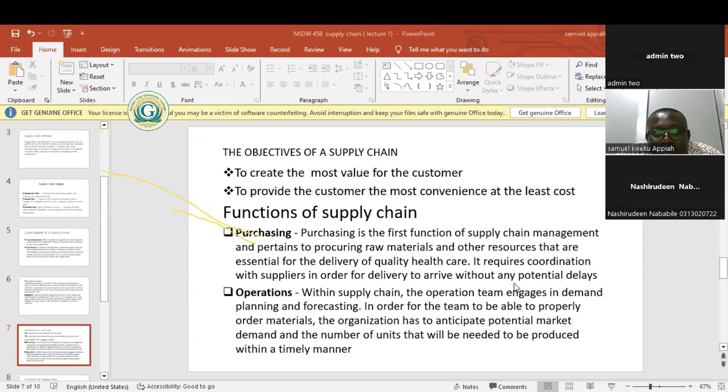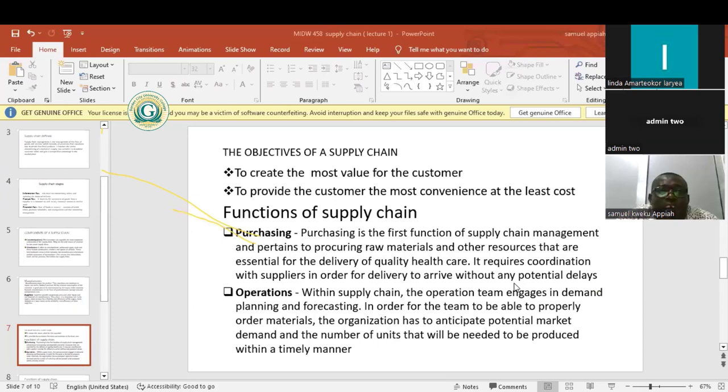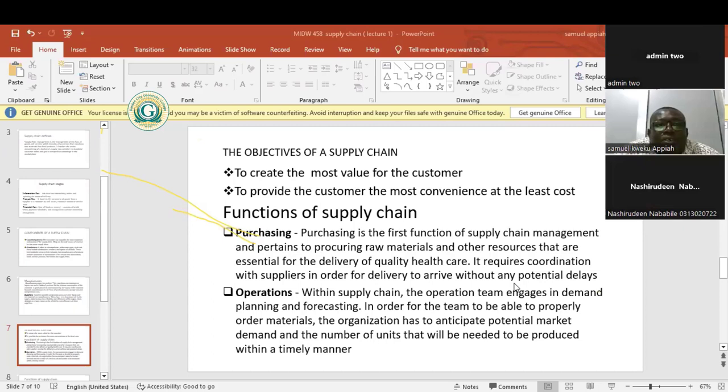When you say to create the most value for the customer, what this means is that goods like raw materials in their raw state are valueless. For instance, if somebody gives you a bag of cocoa, one bag of cocoa beans, apart from selling it, it is valueless to you, is that not so?